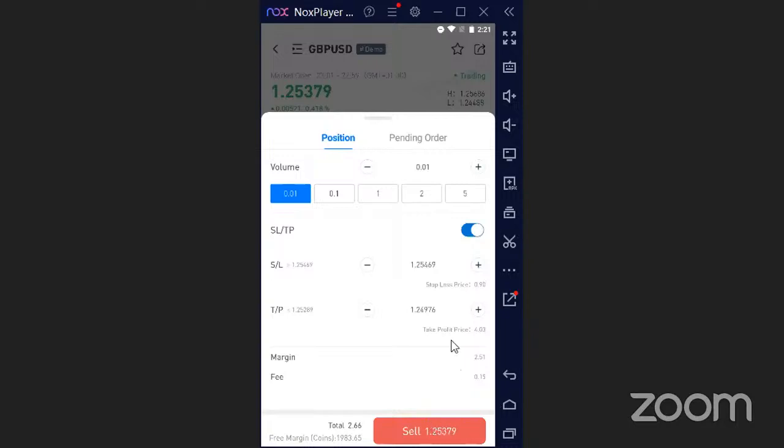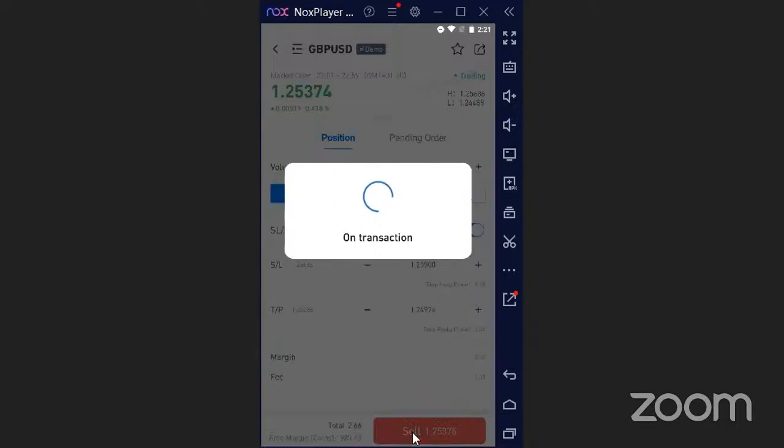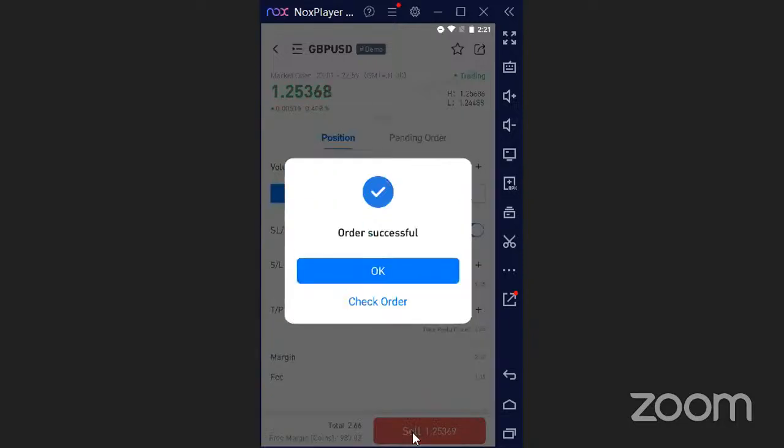So now I have my stop loss. I have my take profit set. Okay, so I want to place my order now. I click on the sell. You see, it says order successful. So guys, this is how to place an order in the BTC Dana trading app. We did it for a sell signal; it is just the opposite for a buy signal.